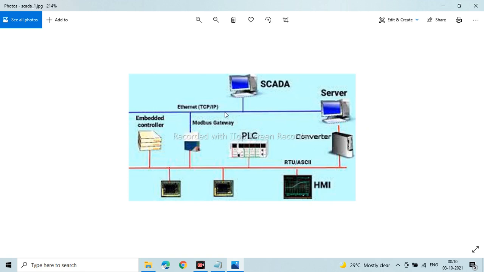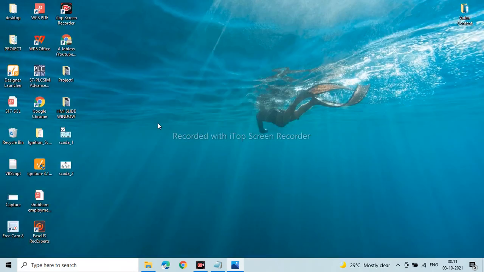So the SCADA system has different communication systems, and that makes it reliable. The SCADA system can connect to an embedded system, PLC and different RTUs. The PLC has different inputs and outputs, analog and digital. So this is one example of a SCADA system.